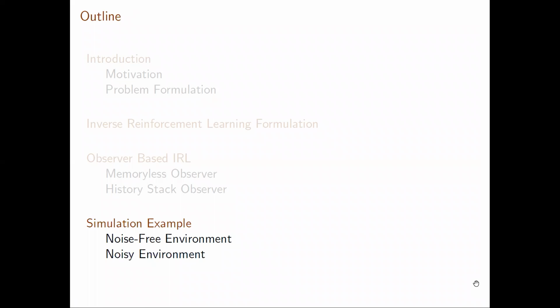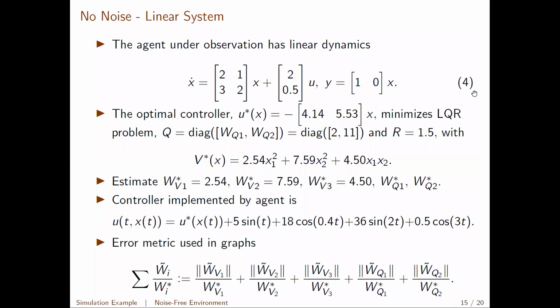Now let's get into a simulation example. The first one will be a noise-free environment. We have an agent under observation with linear dynamics shown there. We're going to be trying to estimate the LQR problem where Q is a diagonal of 2, 1, and we have a single controller. In order to ensure persistently exciting signals, the controller that the agent is implementing is the optimal feedback controller plus an exciting signal added to it. And this will be the error metric used in our graphs.